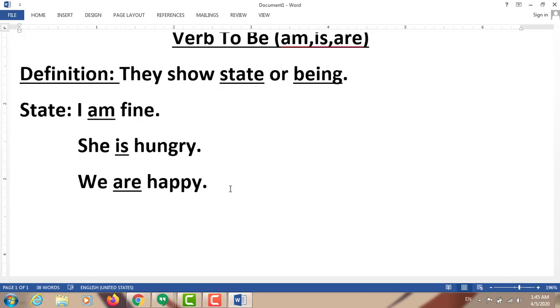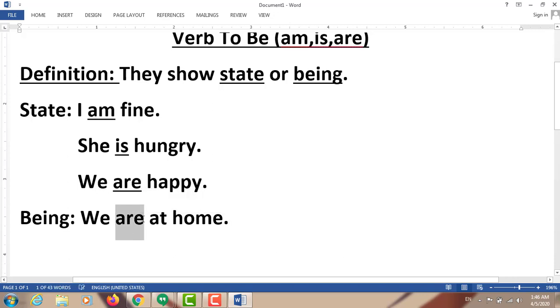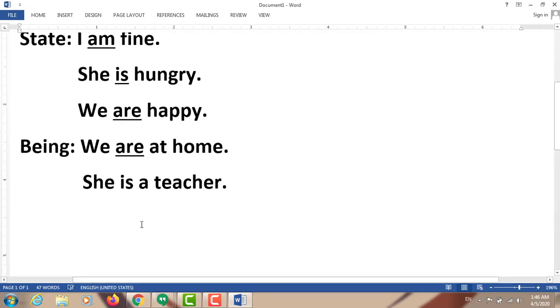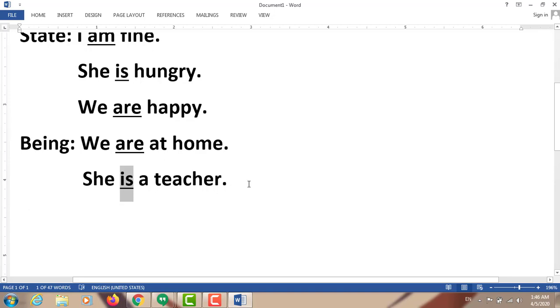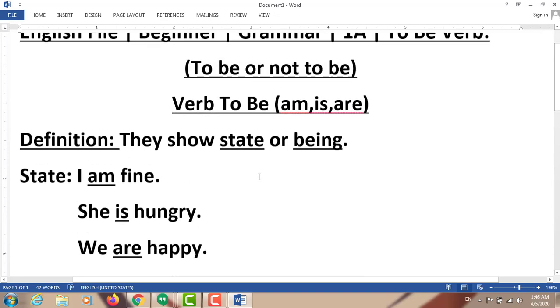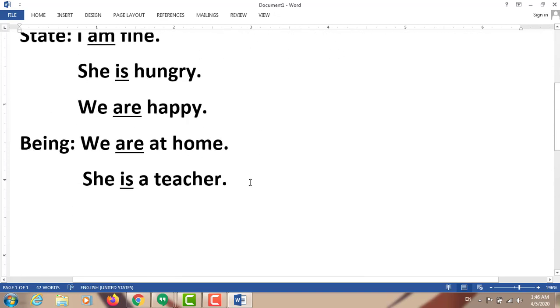Okay, for being, I want to give you an example. Being: we are at home. So where is your being? Where you are available. We are at home. This is your being. Or being can be someone's condition, like what are they? For example, I say she is a teacher. So this verb shows her being. Okay, that's all.